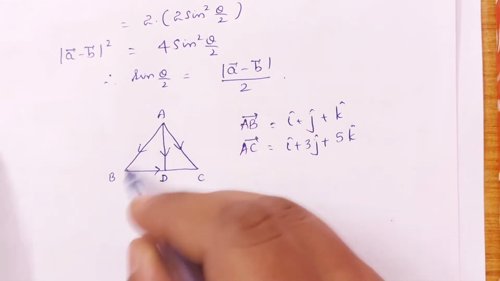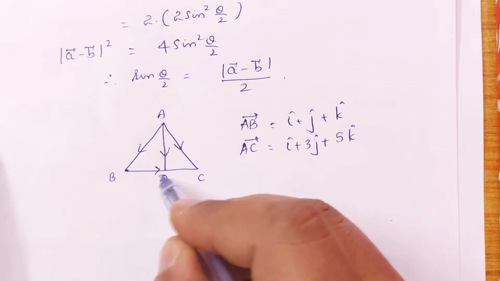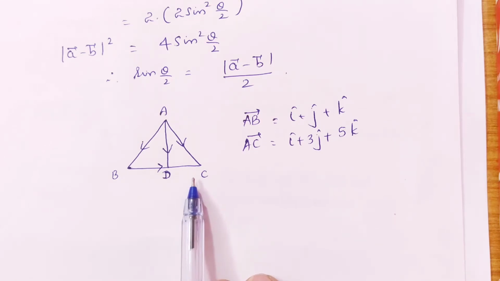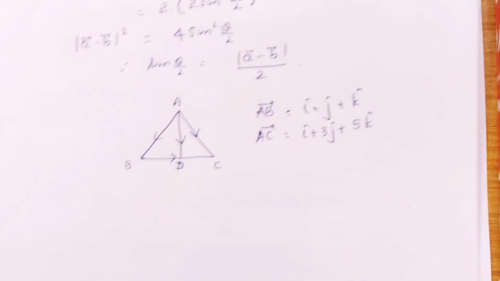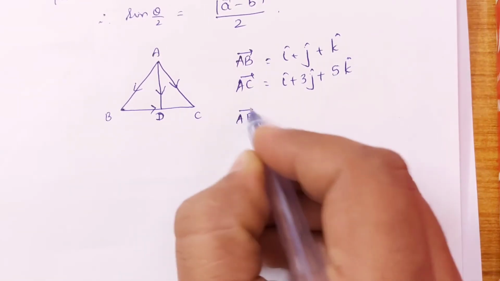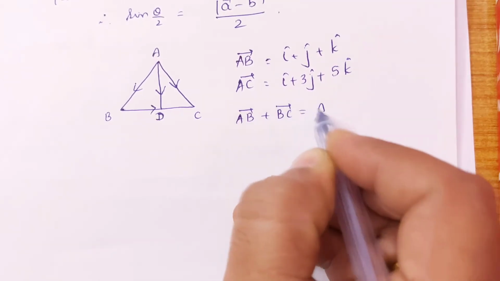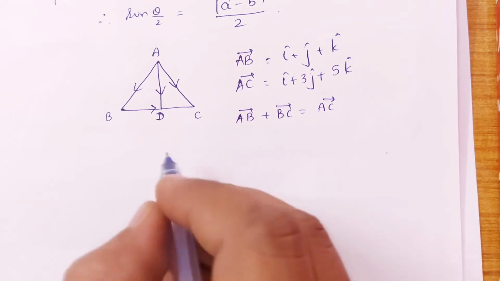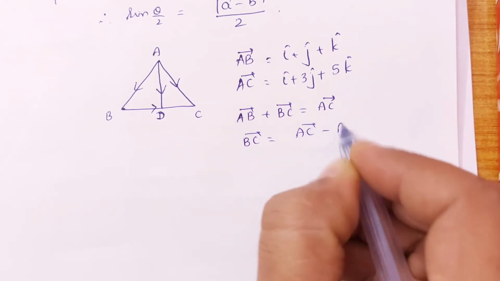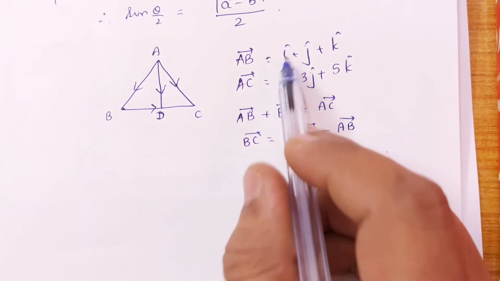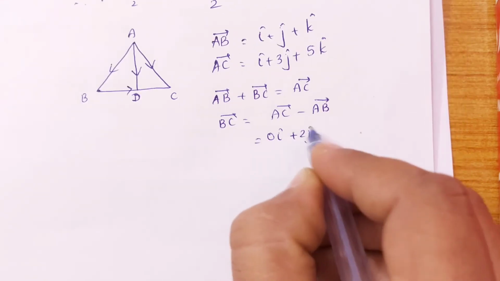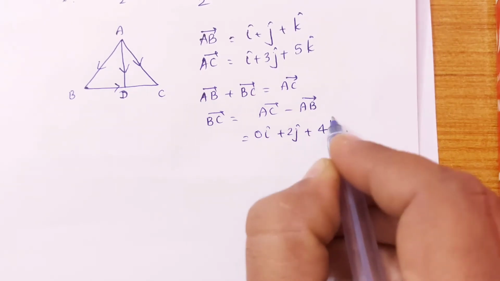In order to find vector AD, we know AB and we need BD vector. For BD vector, you should find BC vector. If you get BC vector, you can easily get it using the law of triangle. AB vector plus BC vector is equal to AC vector. So BC vector is nothing but AC vector minus AB vector. Subtract these two: i minus i is 0, 3 minus 1 is 2j cap, 5 minus 1 is 4k cap. This is BC vector.